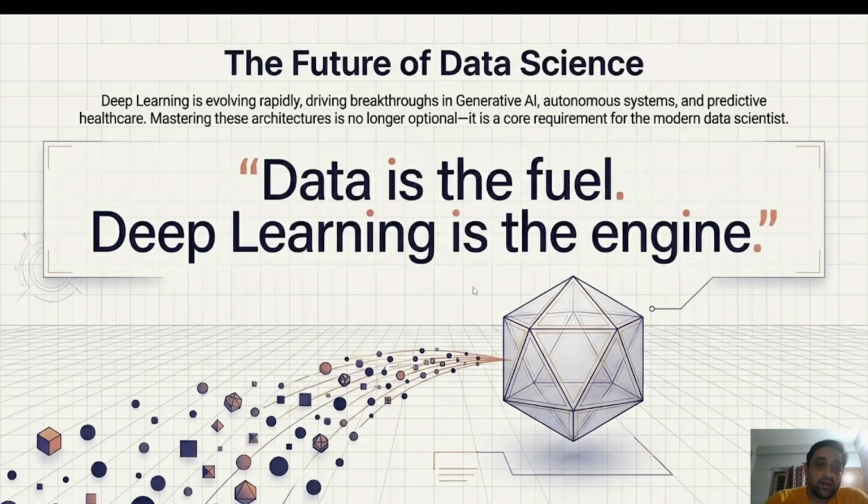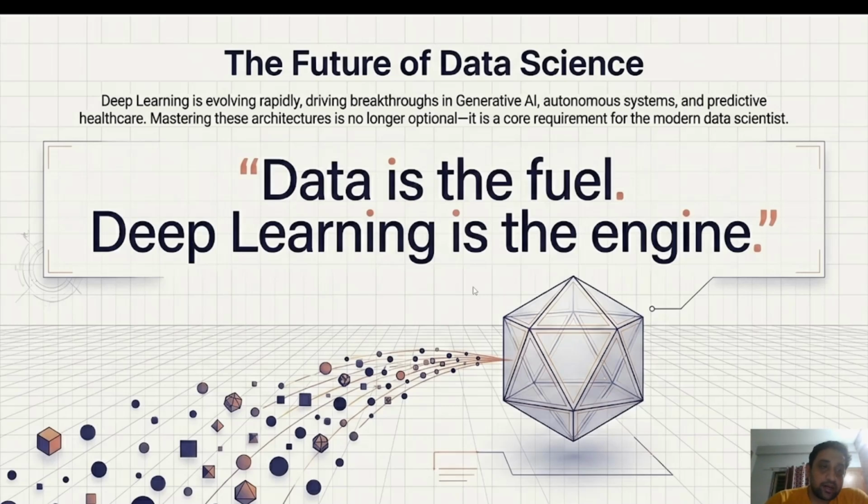Deep learning is already driving breakthroughs in generative AI, models that write, draw, compose music, and generate code; autonomous systems, self driving vehicles, delivery drones, or robotic surgery; predictive healthcare, detecting disease before symptoms appear; scientific discovery. DeepMind's AlphaFold solved a 50-year-old protein folding problem that was blocking medical research worldwide.